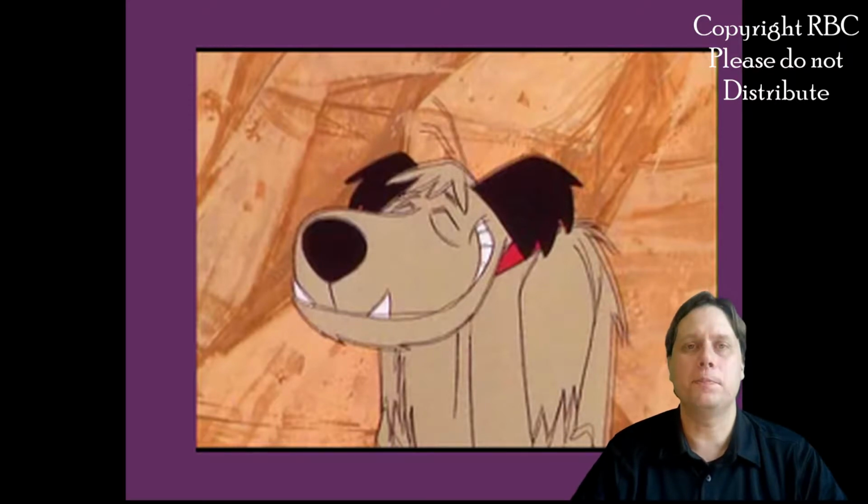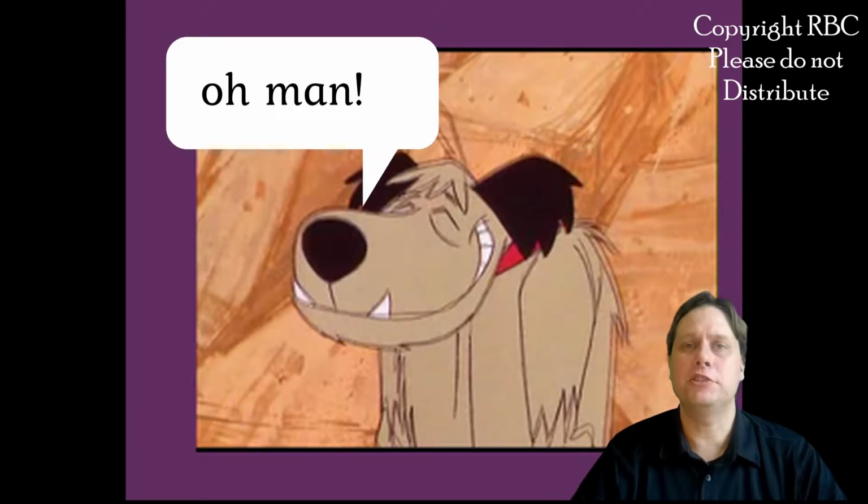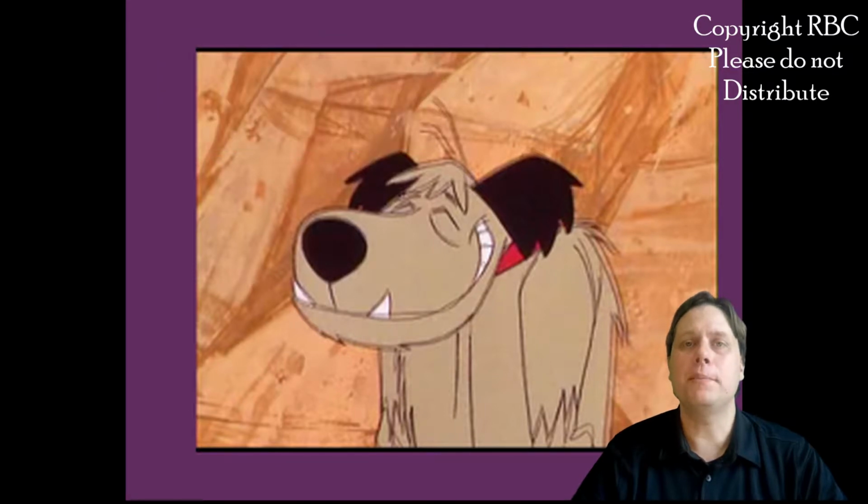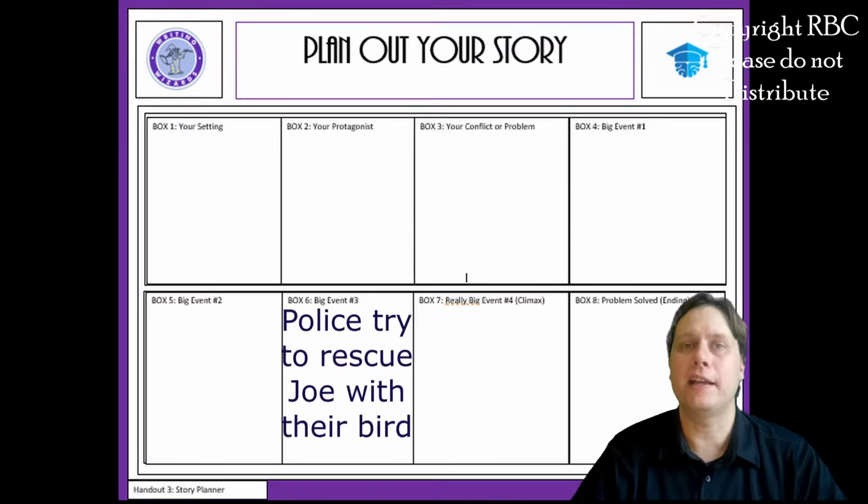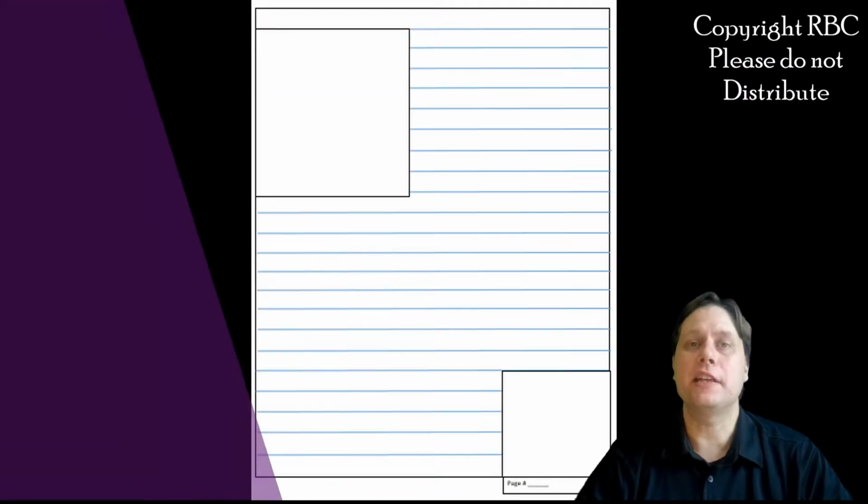I'm going to write for box 6, police try to rescue Joe with their bird. But then I'm going to stretch out that part, so I'm going to write like a whole page just on that little part. Now box 7 is for the climax.